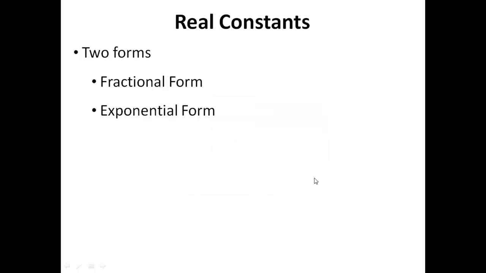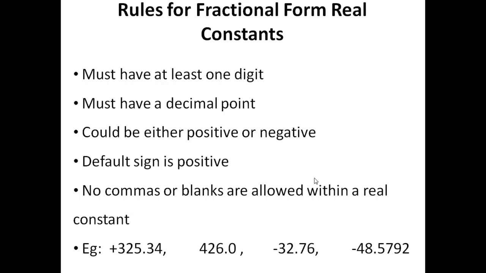Next we have the real constants, which have two forms: the fractional form and the exponential form. When you see the rules for the fractional form of real constants, it must have at least one digit, must have a decimal point, and could be either positive or negative, and the default sign is positive. No commas or blanks are allowed within the constant. Examples are given below.